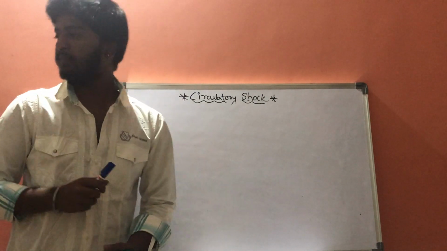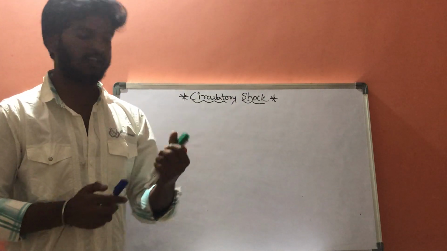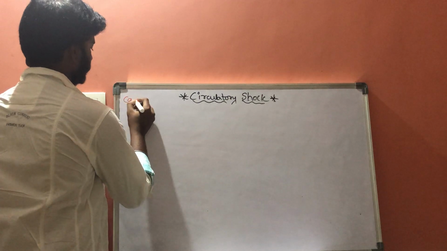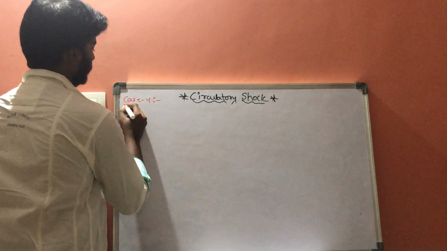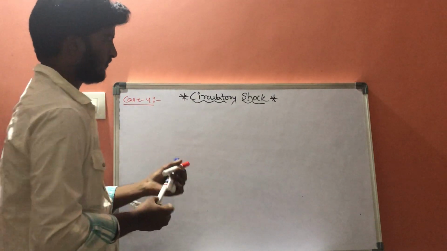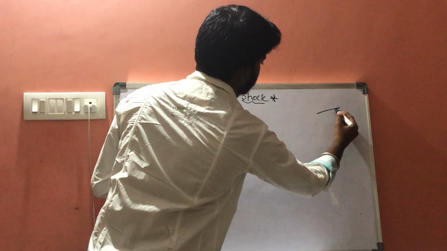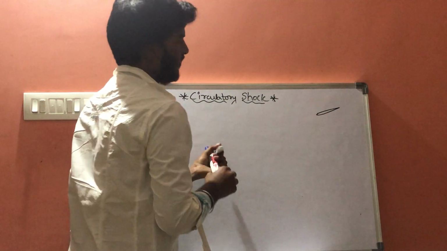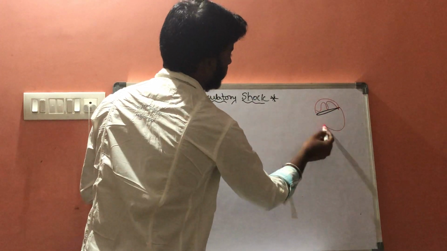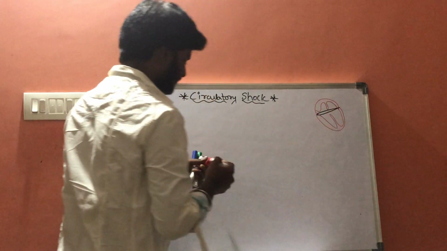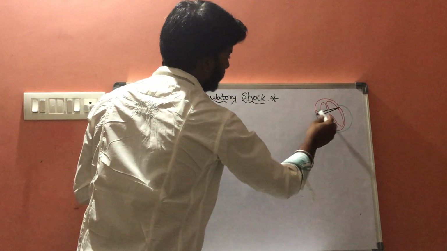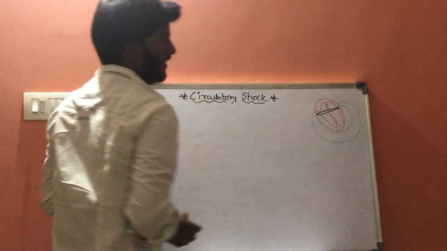Now we have completed case 1, case 2, case 3. Now let us discuss case number 4. Before discussing case number 4, let us draw our heart here. Let us consider this is our heart and this is our circulatory system.